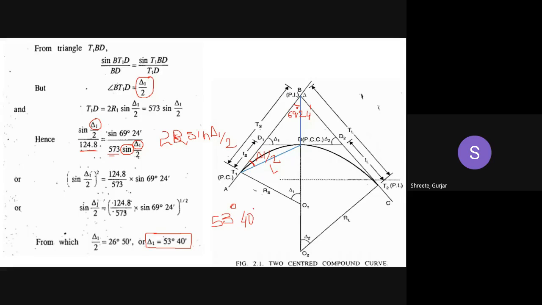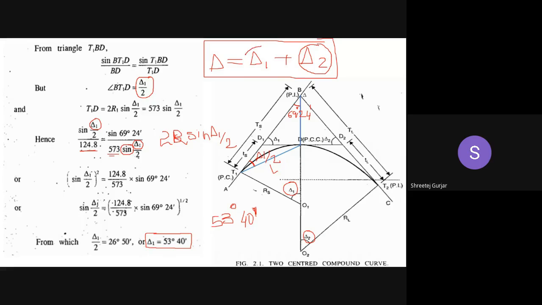That is this particular angle. You can see here delta 1 we have calculated. Now can you calculate delta 2? You can use this particular property, right? Delta is equal to delta 1 plus delta 2. This we can apply, and we can calculate delta 2.